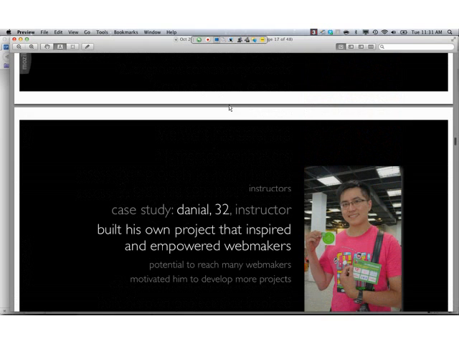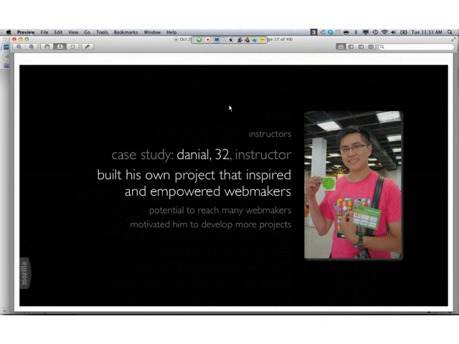So here's a case study of Daniel. He's, you know, a 32-year-old instructor who, after going to some events, made his own project that was used at Webmaker events. Maybe he created a version of hackable Pong. Maybe he made a project at one of our events with partners. But seeing that project shared and iterated upon excited him to stay involved and to keep the future, both online and in person.